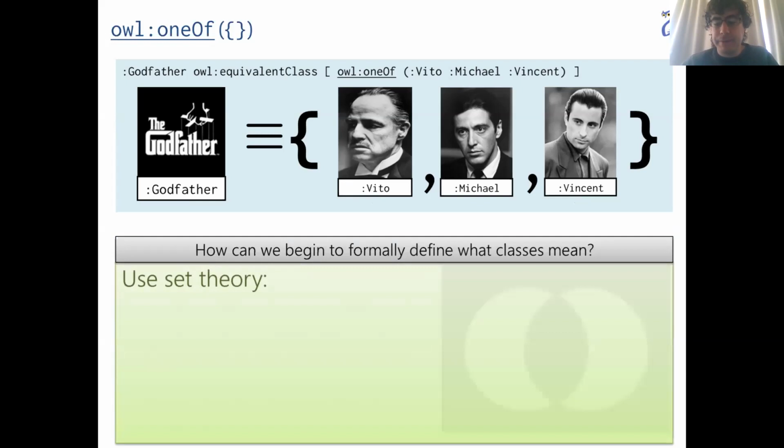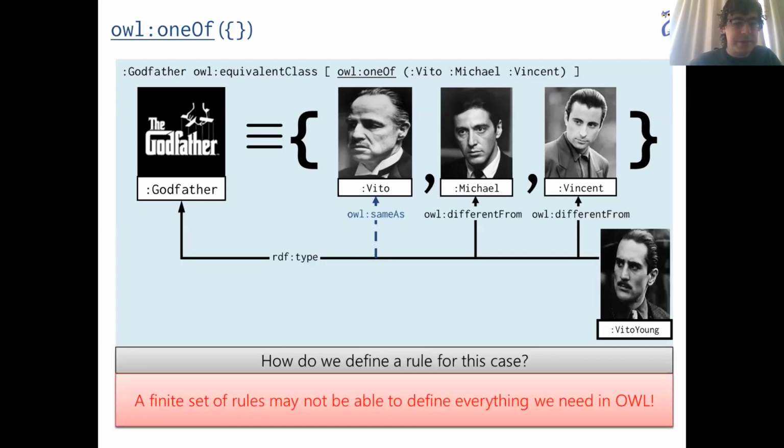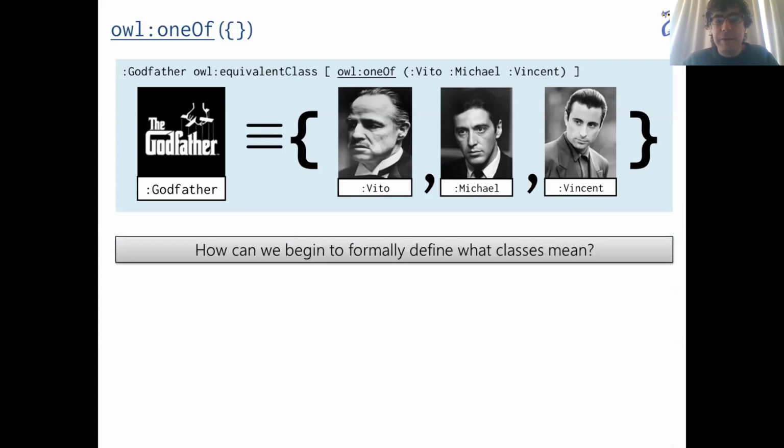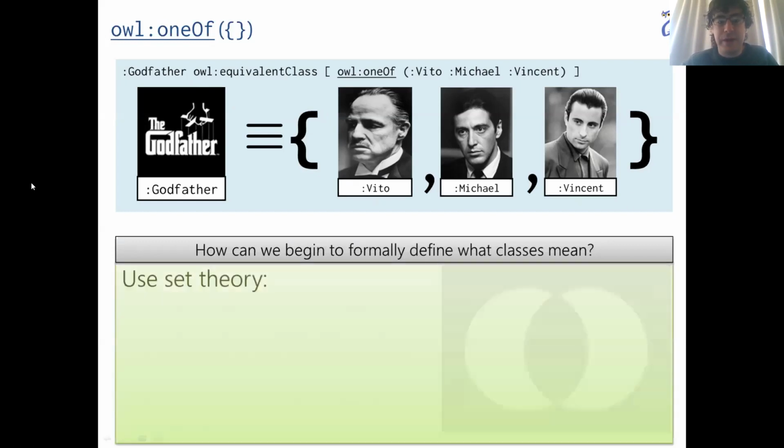And the main idea, any doubts or questions up to this point? No? Okay, so how can we begin to formally define what classes mean? So there is a bit of a hint on the slide. If you look at this notation here, you might recognize it as set notation. So how can we begin to formally define what classes mean?